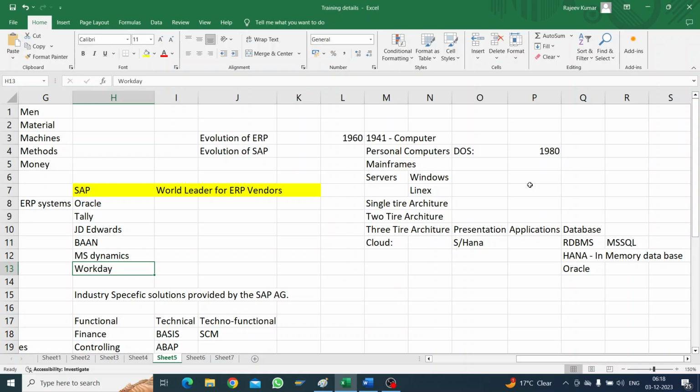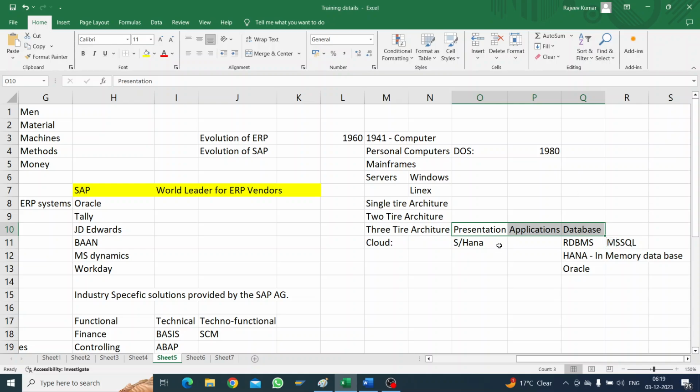And then we also had something called system architecture. What is called system architecture? We have single tier architecture, two tier architecture, and then we also have three tier architecture. In the three tier architecture, your presentation, application and database, as you can see, all three will be completely segregated from each other, and each will have a separate identity as such.